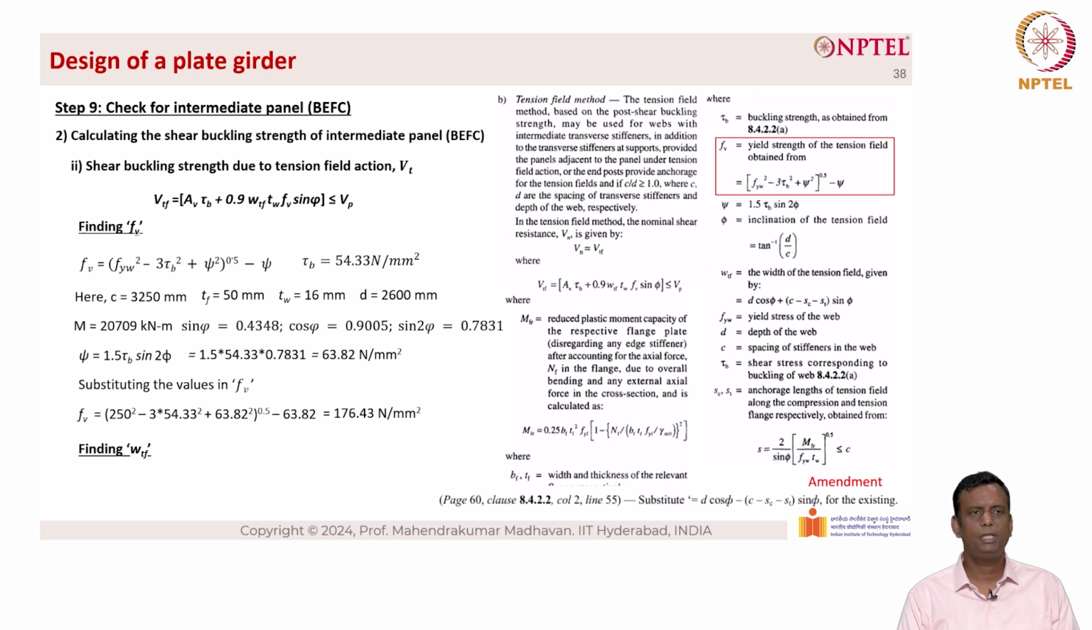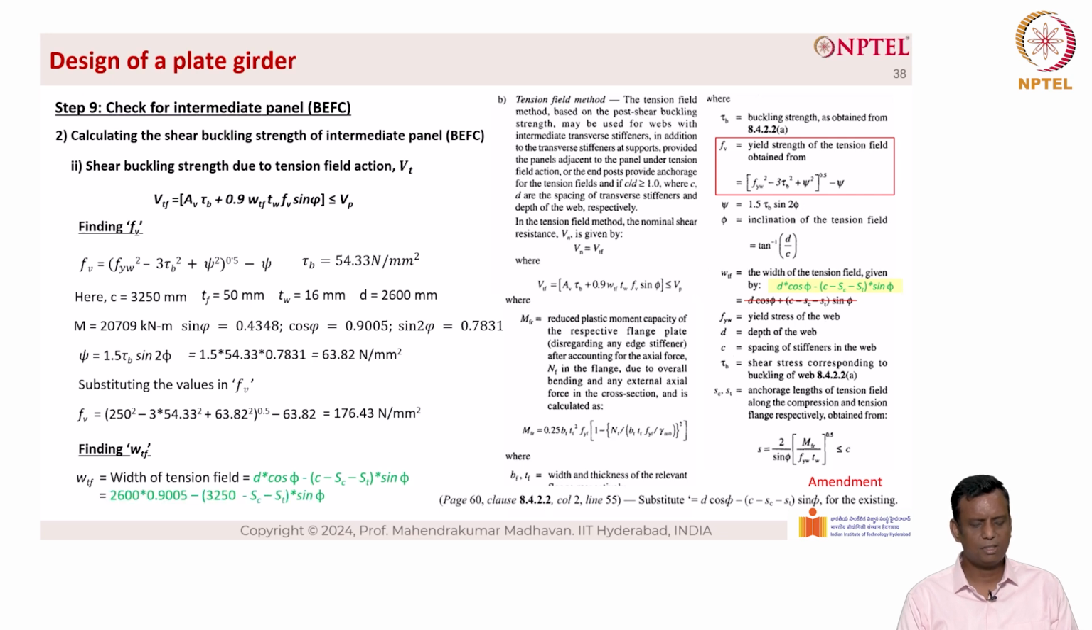Now finding WTF. WTF is the width of the tension field, and it is given by the equation on the right hand side. However, the equation is erroneous because there was a printing error when the code was printed. So the correct equation is obtained from the errata, which is given as d cos phi minus of c minus s sub c minus s sub t into sin phi. WTF, the width of the tension field, equals d cos phi minus of c minus s sub c minus s sub t into sin phi.